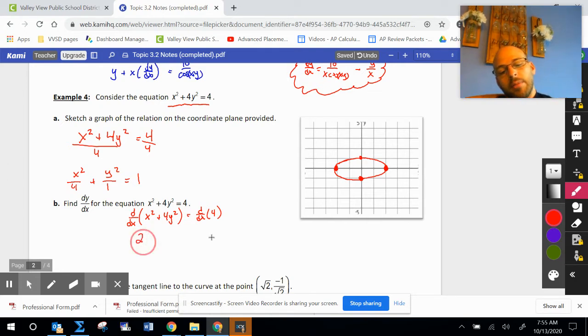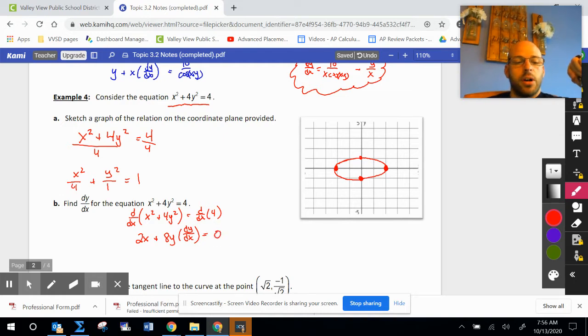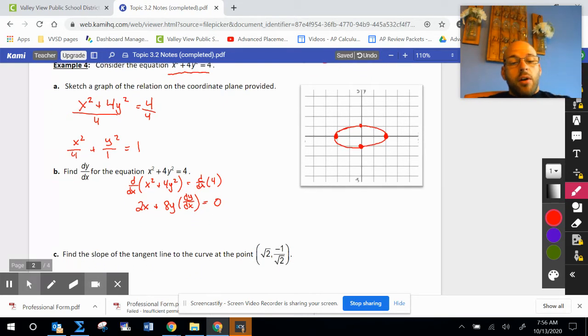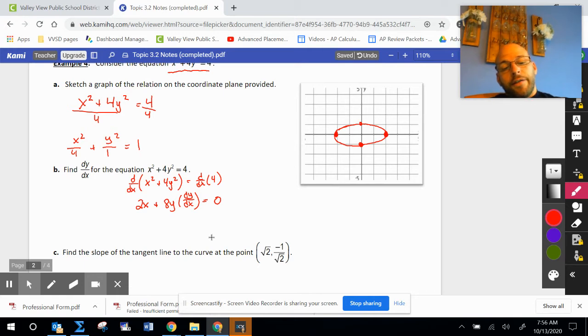So that's now going to give me a 2x. I don't need a rate of change because it is an x, plus an 8y, but because it's a y, I get a dy over dx, and it equals the derivative of 4, because that's a constant, just gives me a 0. So now I want to get dy dx all by itself. So I'm going to have an 8y times dy over dx is equal to a negative 2x.